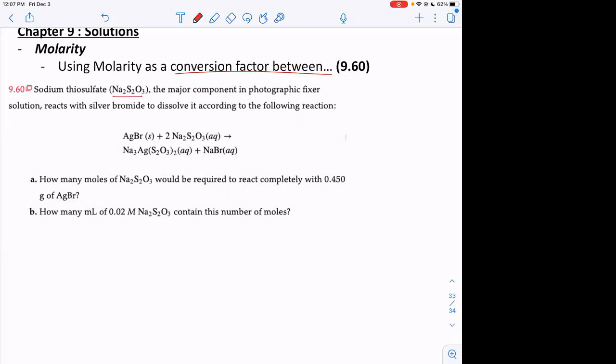It says sodium thiosulfate, the major component in, was this a homework problem on Mastering? Maybe you don't remember. The major component in photographic fixer solution, which is totally obsolete now, I'm sure. We don't have to do all they used to do to develop pictures. Reacts with silver bromide to dissolve it according to the following reaction. How many moles of sodium thiosulfate would be required to react completely with 0.45 grams of silver bromide?